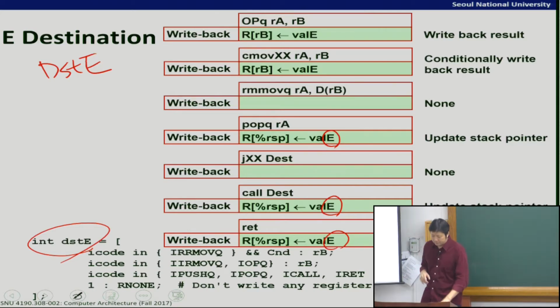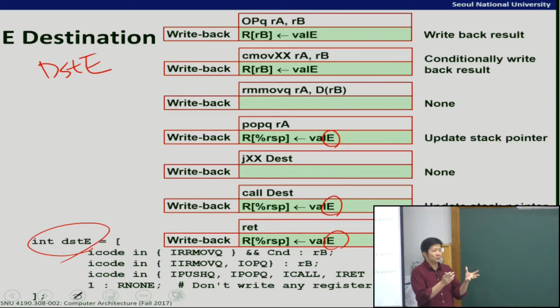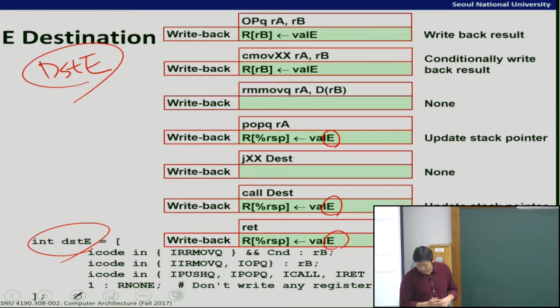I don't know whether I understood your question correctly, but in the case of a pop instruction, you have to update two registers, right? The stack pointer and the value register. This one only shows the update of the stack pointer, but we also need to update the value as a result of popping. That is handled by DSTM, which is not shown here.